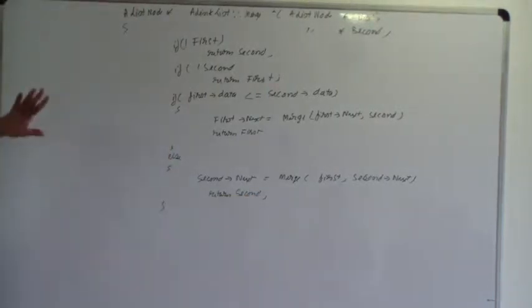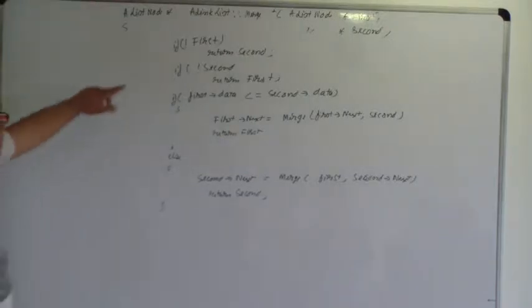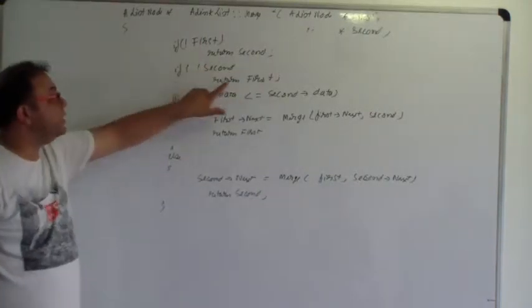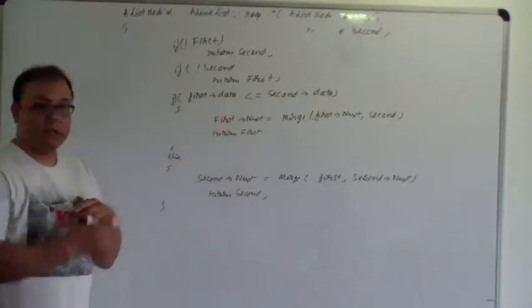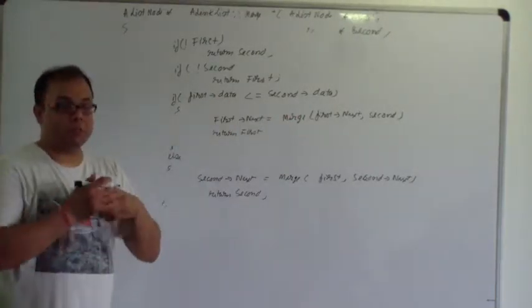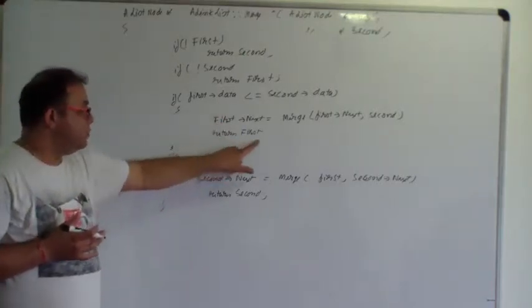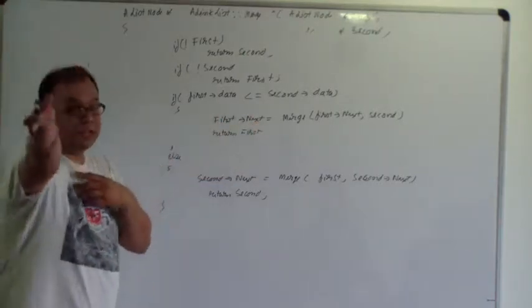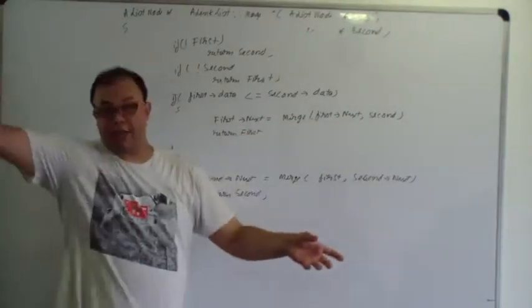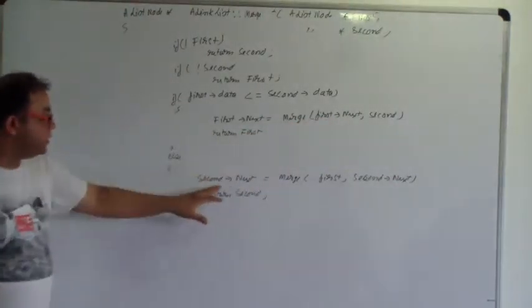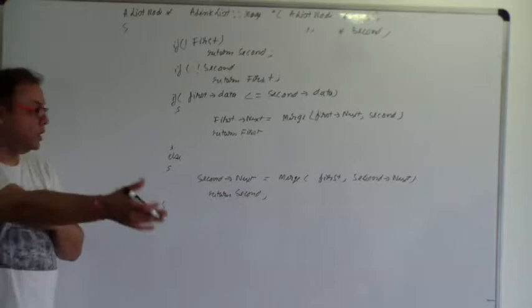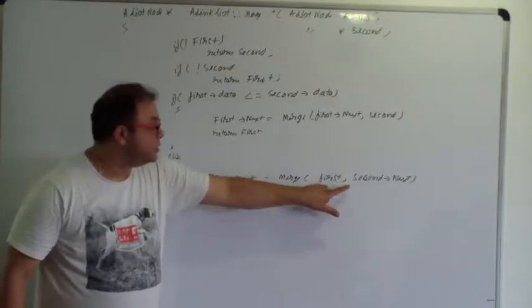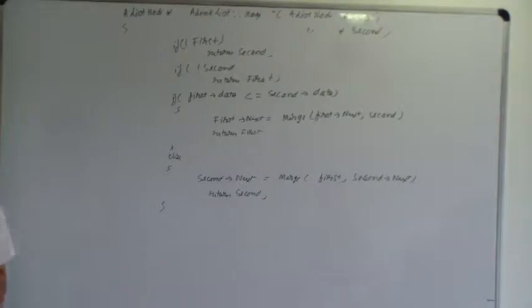Yes, should be pretty easy to understand. So if the first is not there, return second, and if second is not there, return first. We compare both of these data. If first dot data is smaller, which means that the current node should be the first one, we will return the first one, and we will call the merge on first arrow next and the second one. Otherwise, we return the second, and second arrow next would be the merge of the first and the second arrow next.